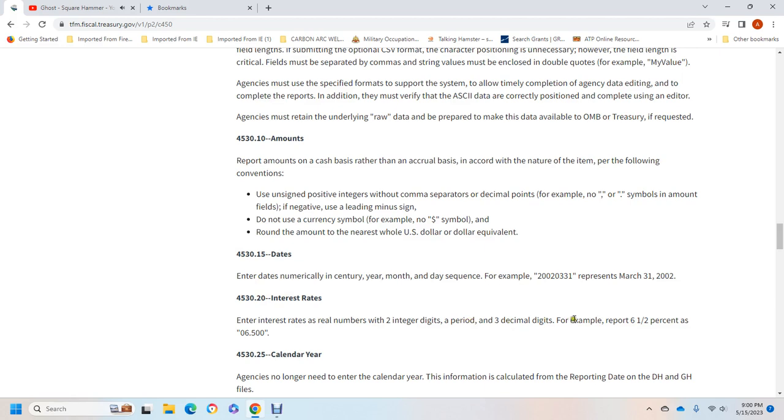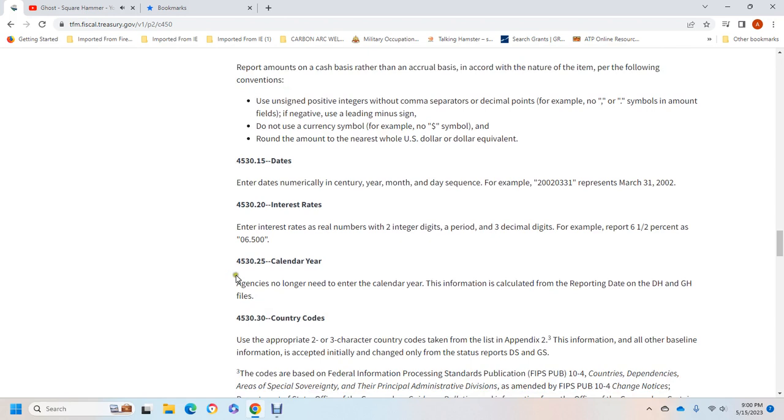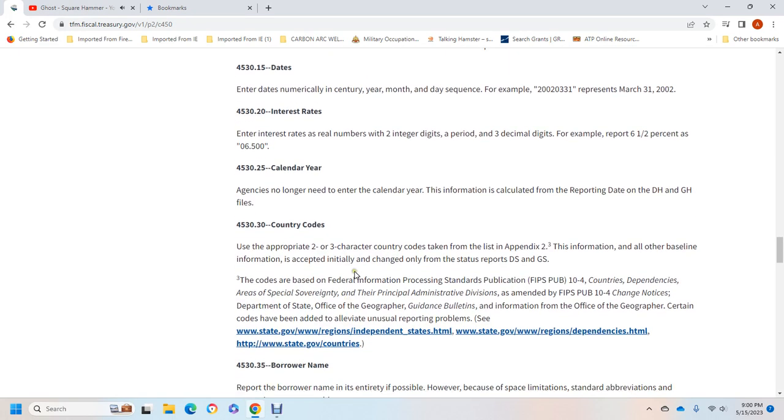4530 interest rate. Report the interest rate for the period with 3 decimals. For example, 6.5% is 6.500. 4530 calendar year. Agency no longer needs to enter the calendar year. The information is calculated with the reporting date on the DH and GH file. 4530 country code. The appropriate 2 or 3 character country code taken from the list in appendix 2, with all the other baseline information except for the initially changed, only with the tab with the report with the DS and GS.